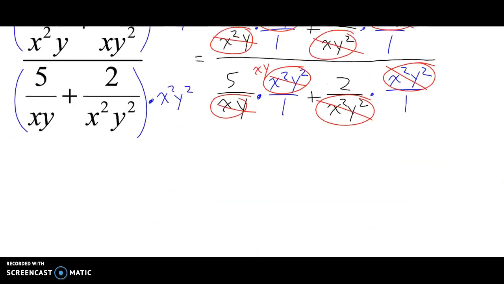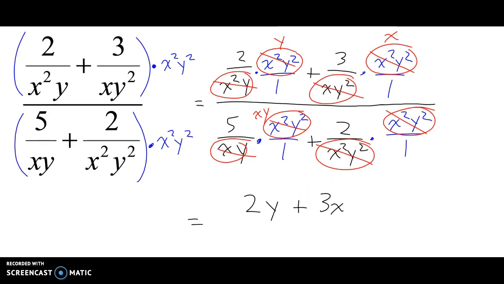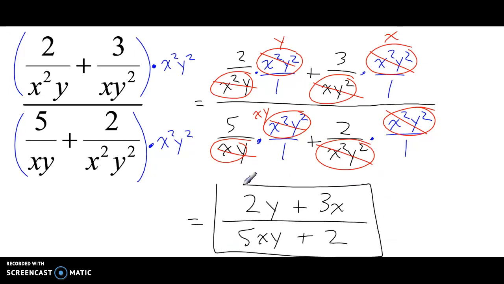So when I'm all done with this, what I have left in the numerator is 2y plus 3x. Maybe I should scroll up a little more. There we go. And in the denominator, I have 5xy plus 2. Nothing is going to factor, there won't be any reducing, so that's your overall answer there. So, practice both of these techniques, because in some situations technique number 1 is better, and in some situations technique number 2 is better.